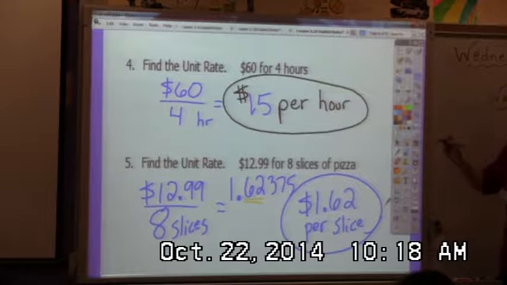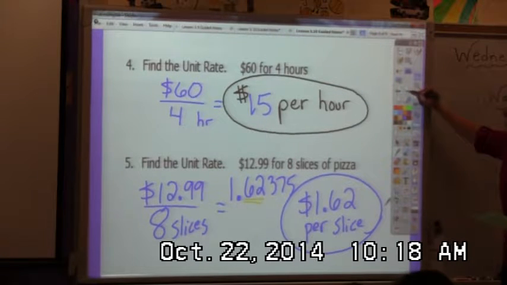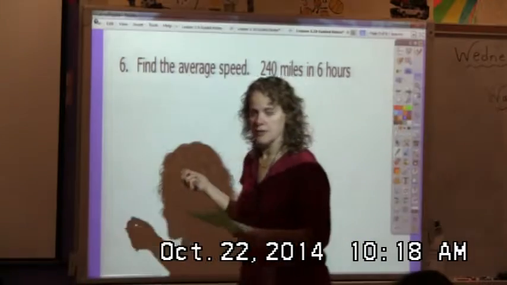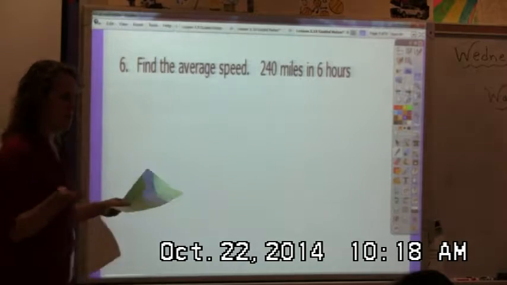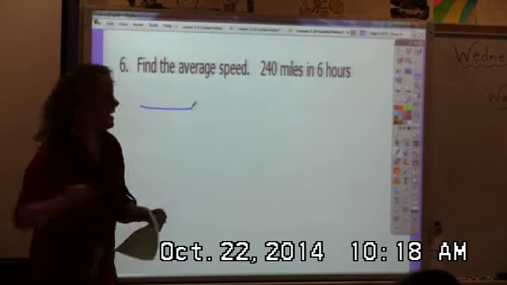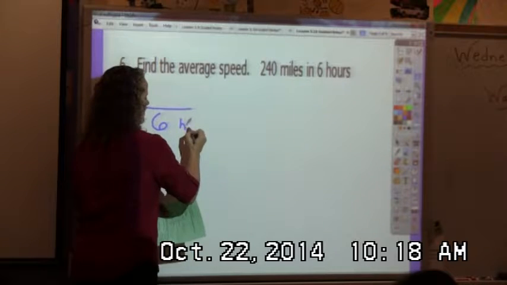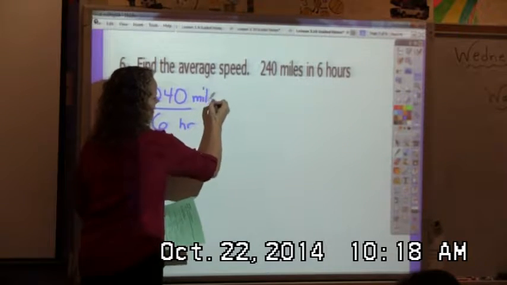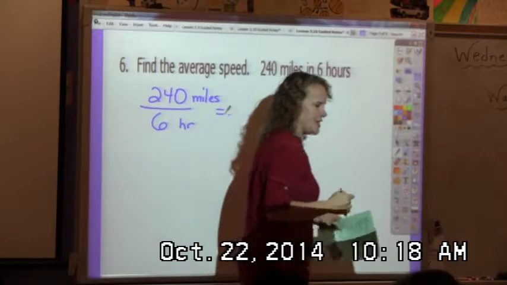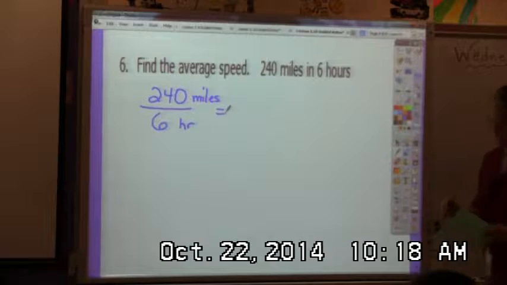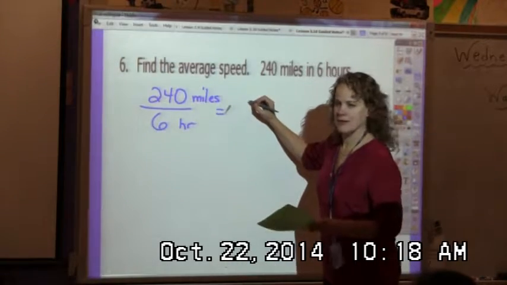Number 6, find the average speed. For number 6, we've got 240 miles in 6 hours. I don't have any money involved. So how do I set it up if you don't have any money? Time goes where? On the bottom. So the 6 hours go on the bottom. That means 240 miles can go on the top. Punch that into your calculator, top divided by bottom. And you end up with, Johnny?